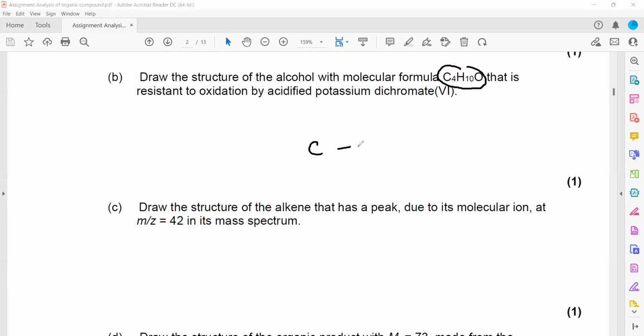So to be tertiary, the carbon which is attached to the functional group OH should have 3 carbon chains. So 1, 2, and 3. And so already now C4, and then we put hydrogens. This will have 3 hydrogens, this will have 3 hydrogens, this will have 3 hydrogens. And so total 10 hydrogens and an oxygen. So this is a tertiary alcohol which resists oxidation or cannot be oxidized by potassium dichromate.